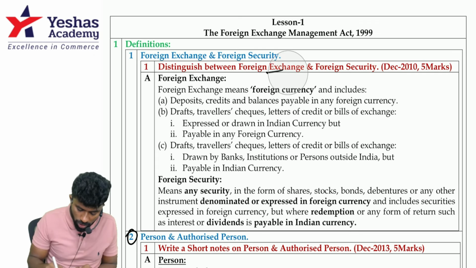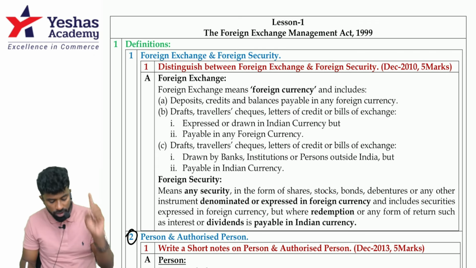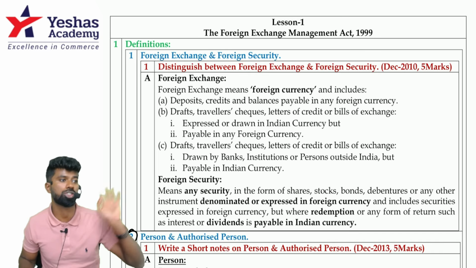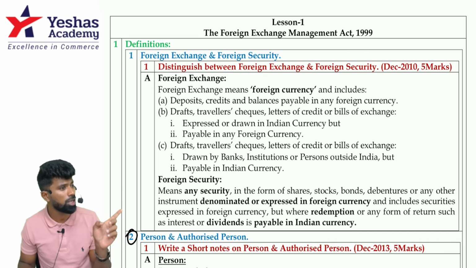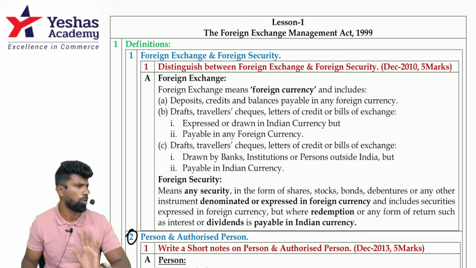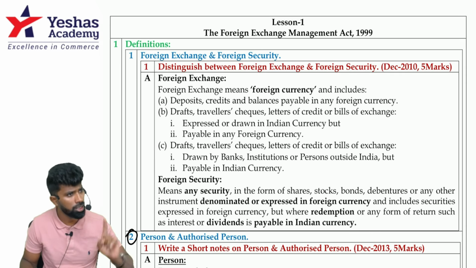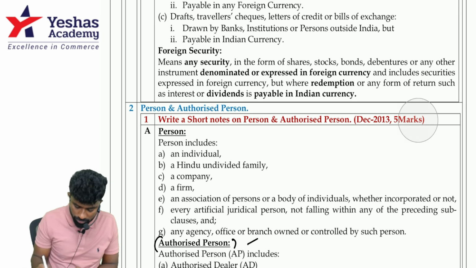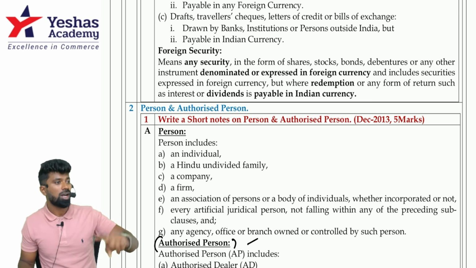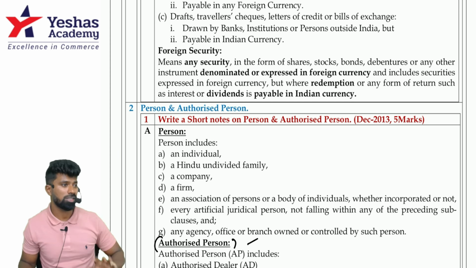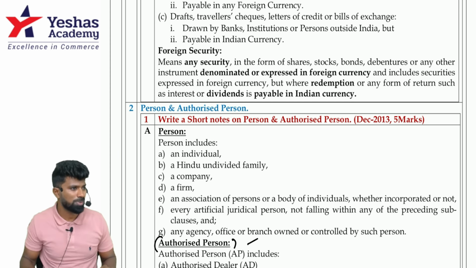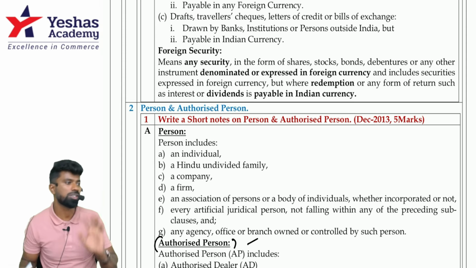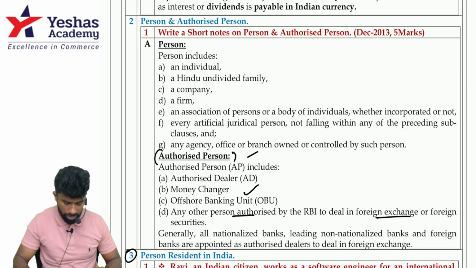Okay. Based on topic number 1, foreign exchange and foreign security, there is one question asked in which examination? 2010. So not so important, but you should remember what is foreign exchange and foreign security. Done. Next one, authorized person. This question was asked in which examination? 2013 examination. And we know who is an authorized person. We can write the answer about this also in the examination.